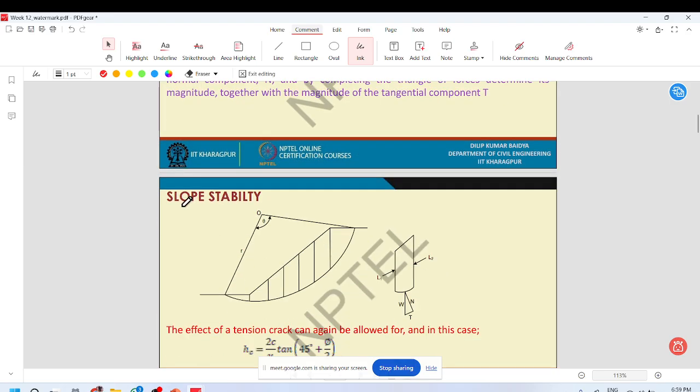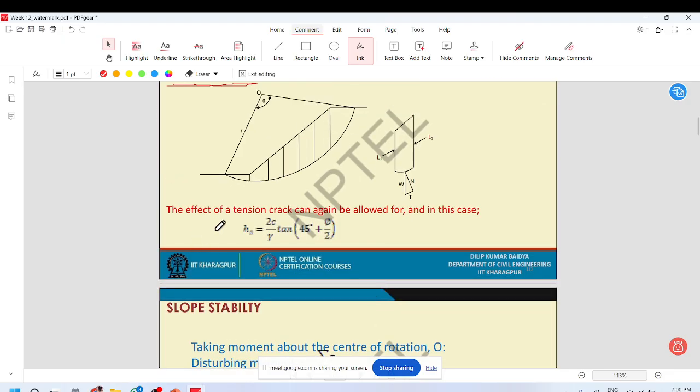This is the second type of method that I mentioned, where you divide the whole failure wedge into small slices, and then you apply limit equilibrium analysis on these slices.